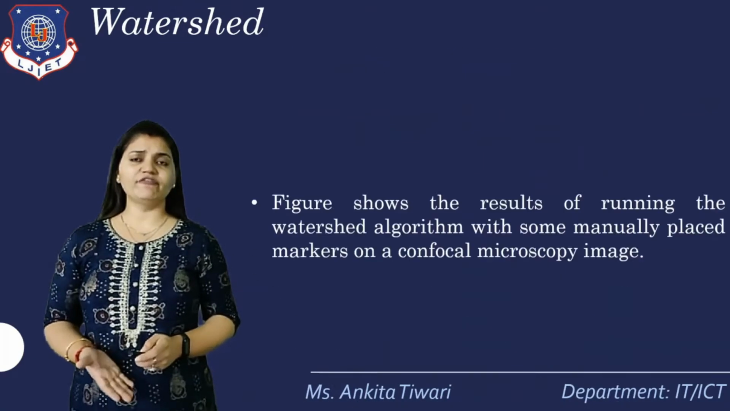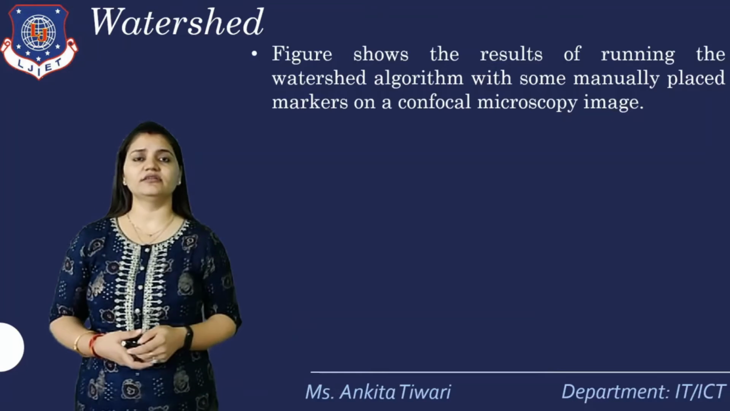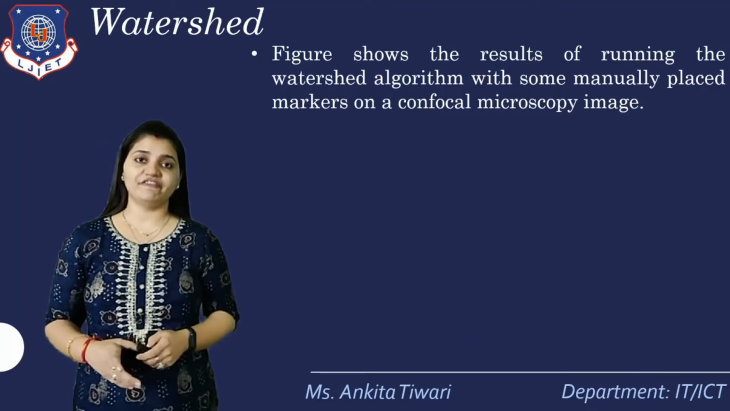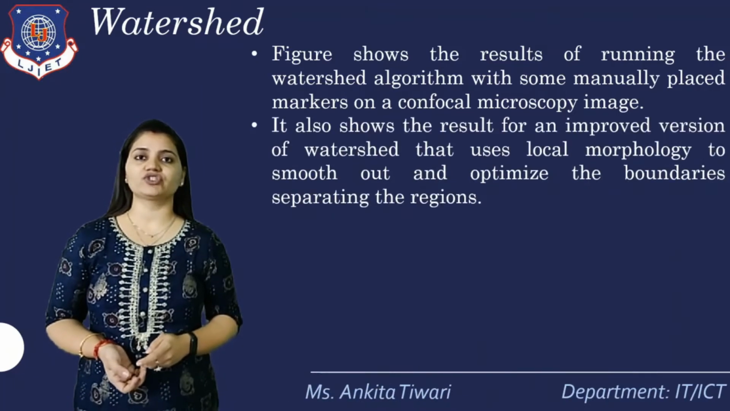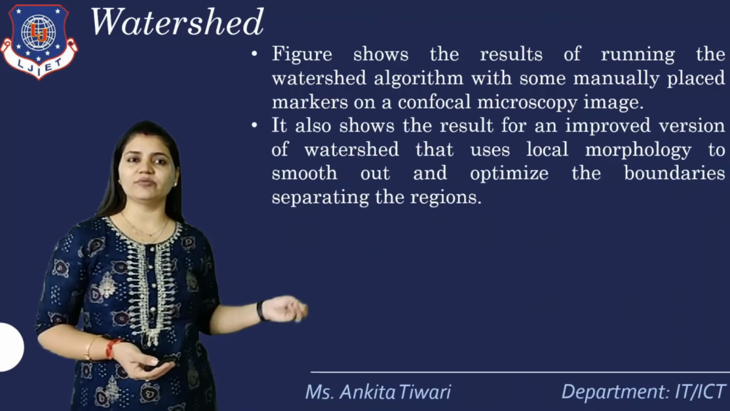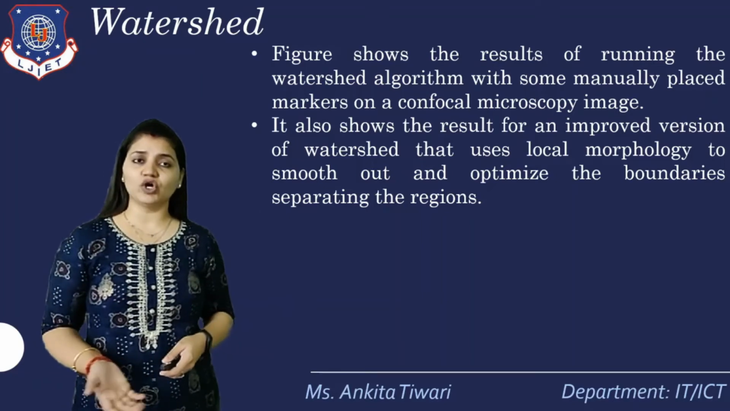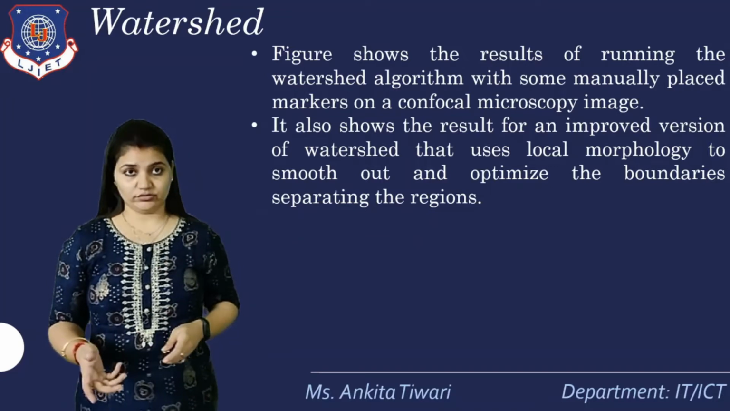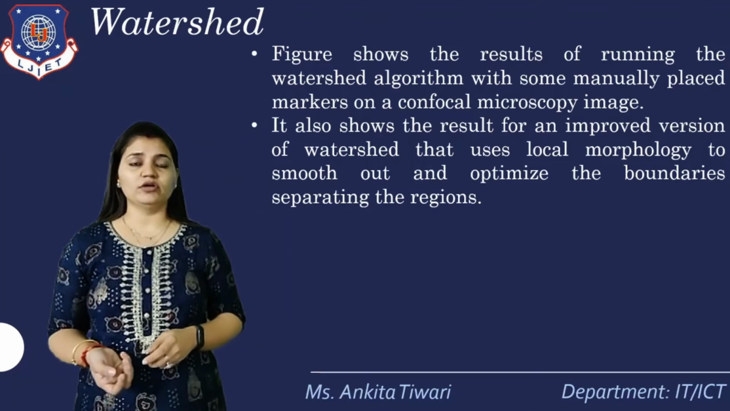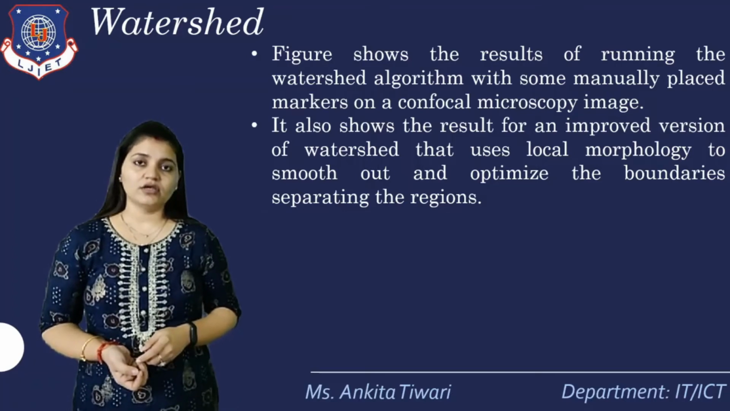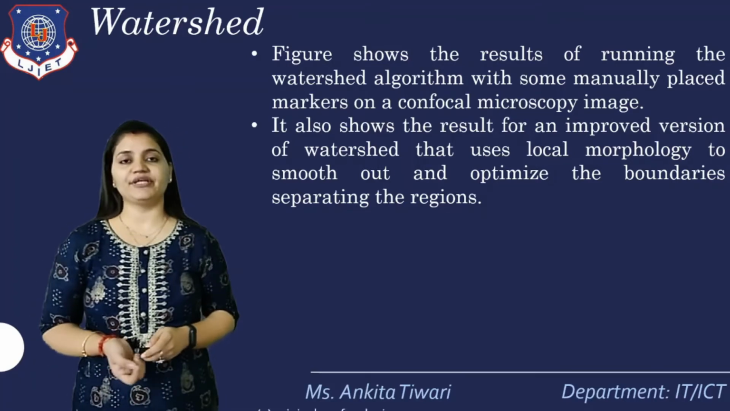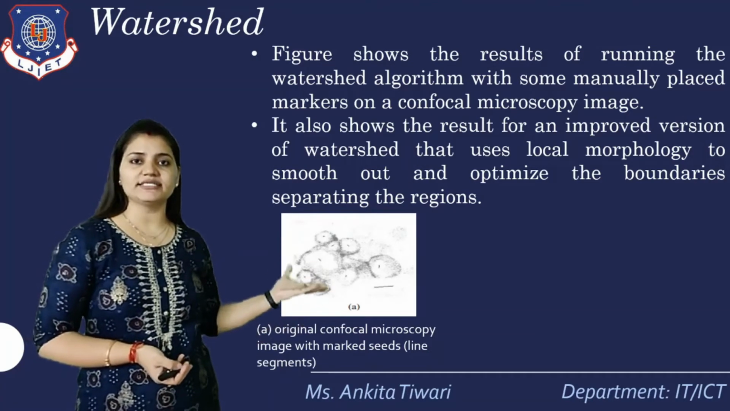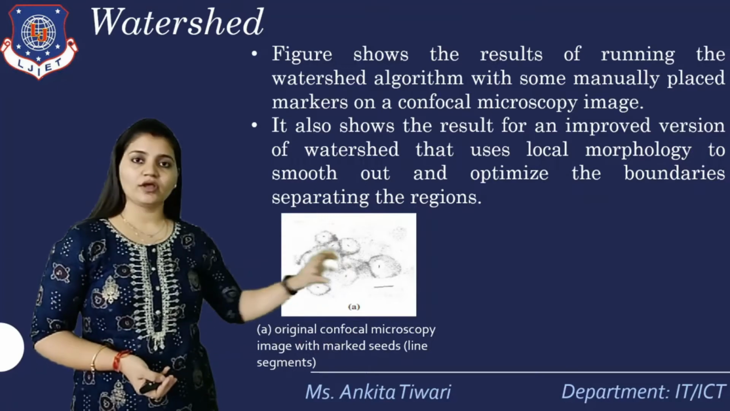Moving forward with the watershed, here I am showing you the figure that shows the result of running the watershed algorithm with some manually placed markers on a confocal microscopy image. It also shows the result for the improved version of the watershed that uses local morphology. We have already seen morphological operations, such as dilate, open, close, to smooth out and optimize the boundaries separating the regions. Here is the original confocal microscopy image with the marked seeds, as you can see, each marked with a dot.